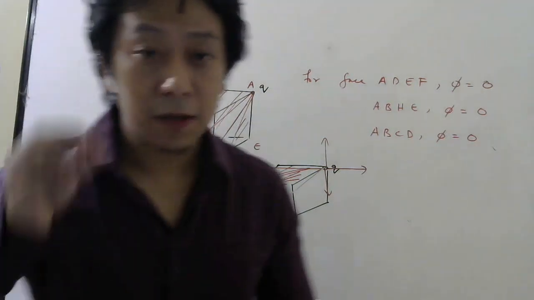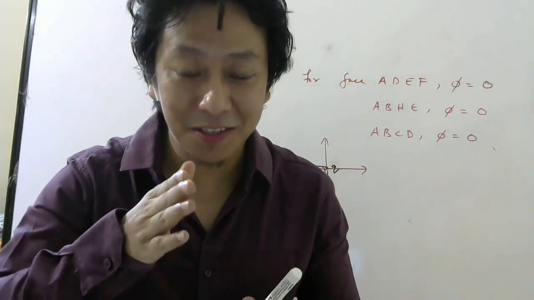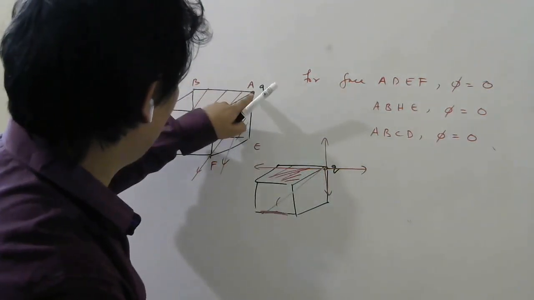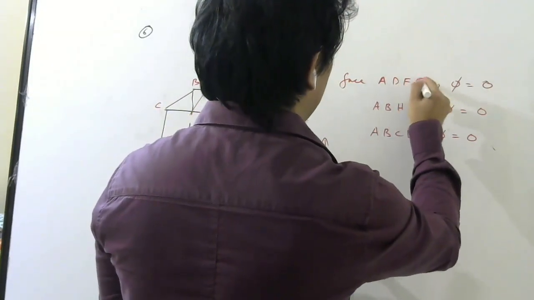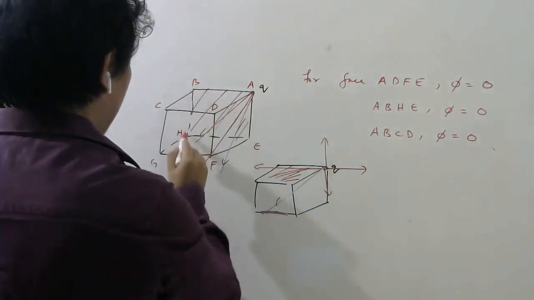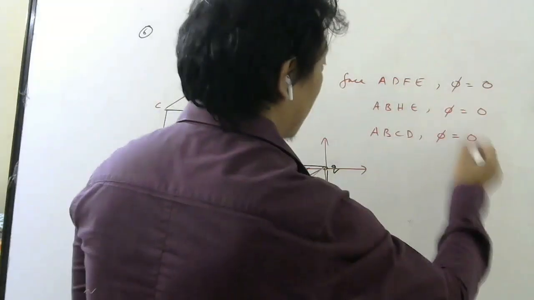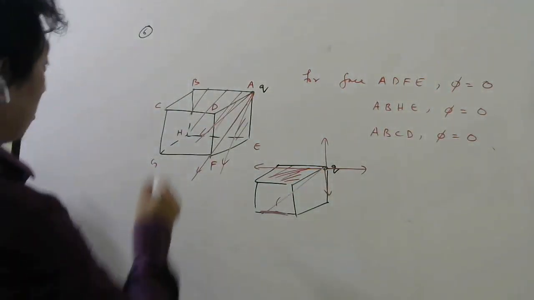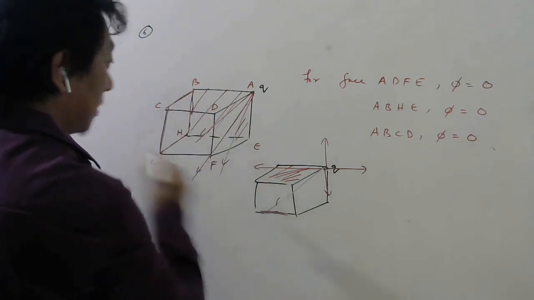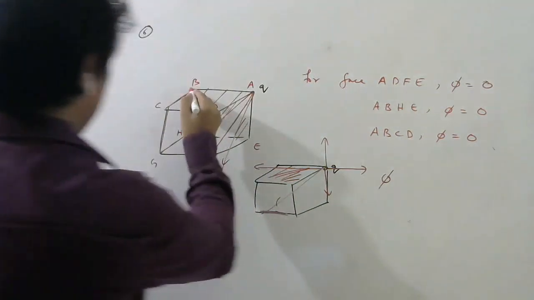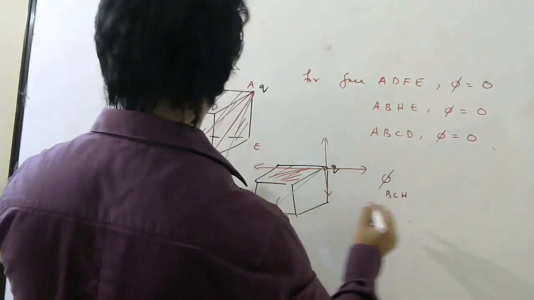So basically, the surfaces which have charge in the corner, A, D, F, E, let me write, same thing it is. Then A, B, H, E, then the top one, A, B, C, D, their flux will be 0. Then what are the other three faces left? This one, right? So flux through any surface here you take, B, C, H, G.